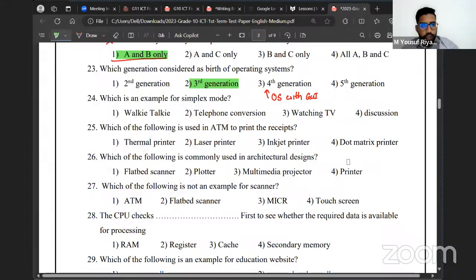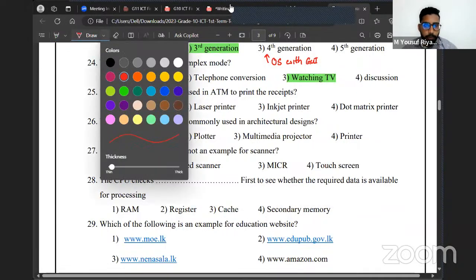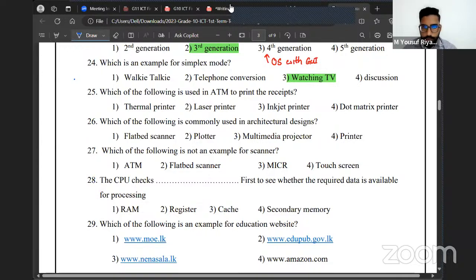Next, which is an example of simplex mode? What is the answer? Exactly. It's watching TV. Walkie-talkie is what? Simplex, half duplex, or full duplex? It's half duplex. Telephone conversation, full duplex. Discussion, full duplex.